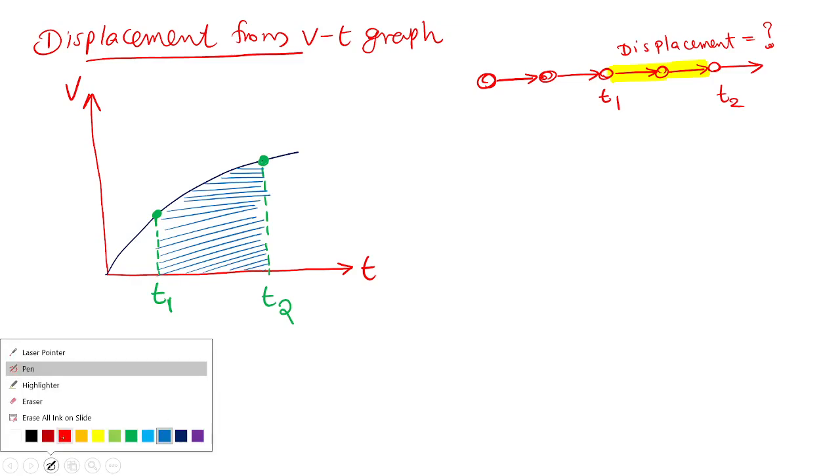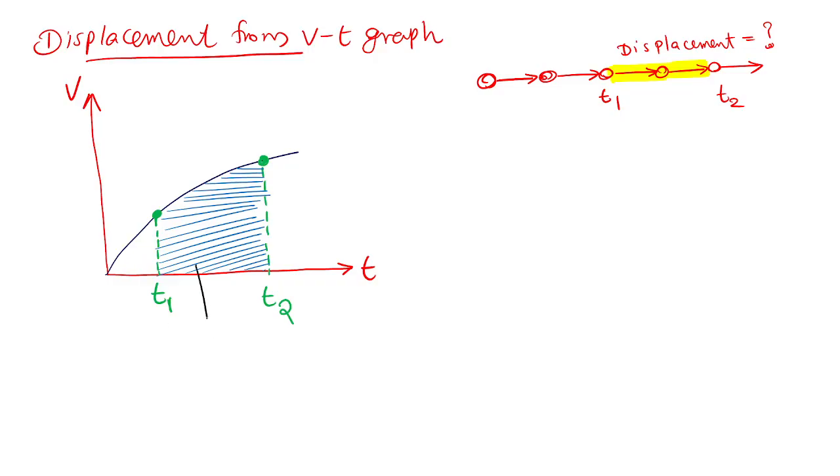This area represents what? This area represents displacement from time equal to t1 to time equal to t2. I don't want to write a long sentence for that, so just find out the area. Normally in questions this may be a line, because for a curved one we have no direct formula for finding area. So remember, area under the VT graph represents displacement.